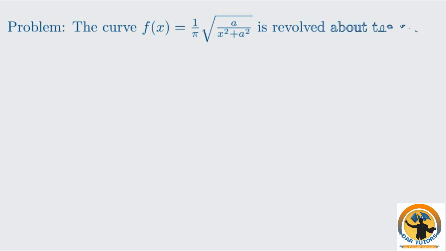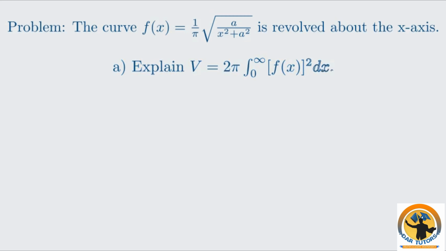We are given a curve f of x and asked to find the volume of the solid formed when it's revolved about the x-axis. Part A asks us to explain why the volume is given by the integral from 0 to infinity of 2 pi times f of x squared dx. The standard formula for the volume of revolution about the x-axis is the integral of pi times the radius squared. Here the radius is f of x. The problem statement has a factor of 2 pi.